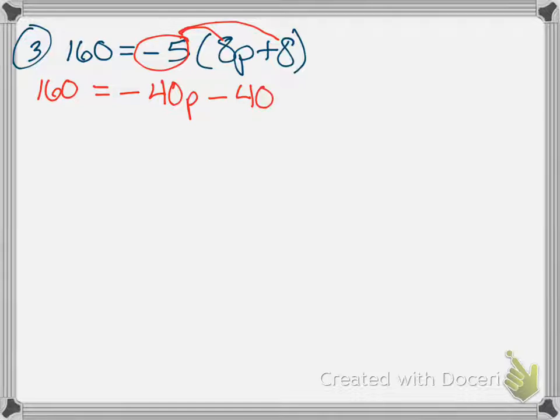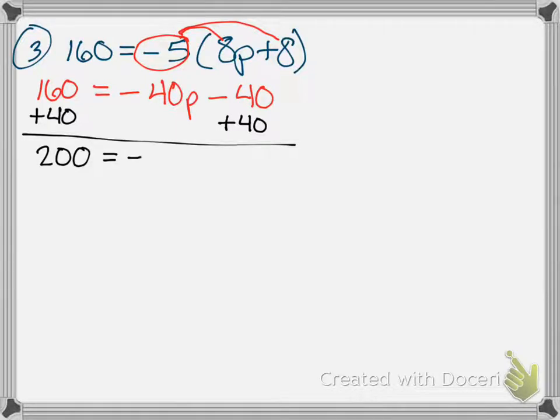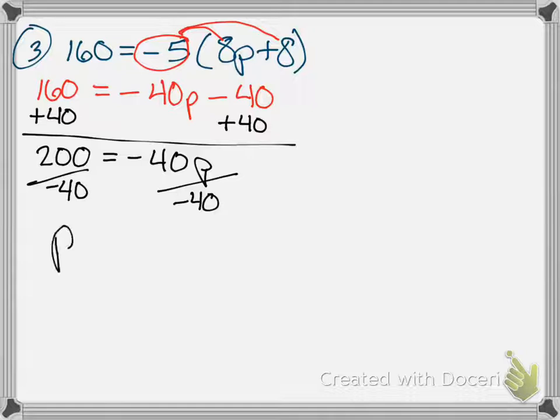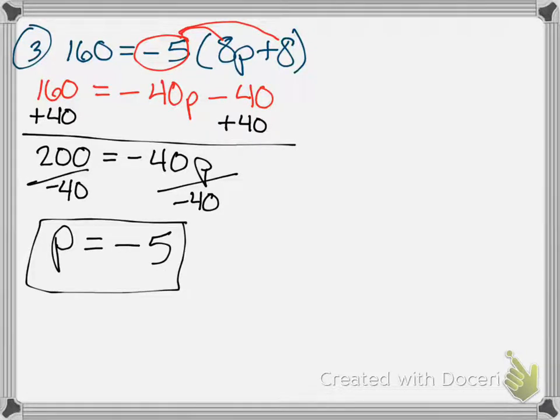And then from here, it's just like a regular two-step equation. I want to move the number with no letter with it. So that's this 40. I'm going to add it to the other side. Remember, I'm always doing opposite operations. So I end up with 200 equals negative 40p. And then I can divide both sides by that negative 40. And I end up with my final answer of negative 5.